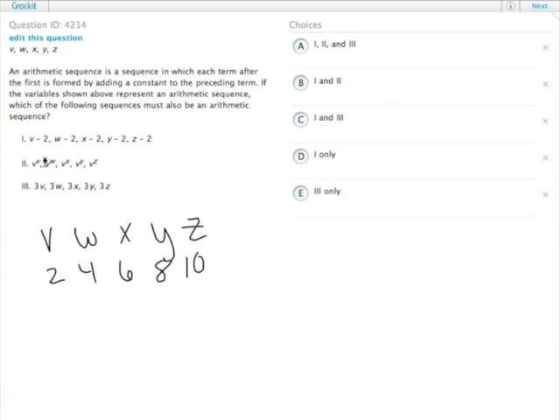If we subtract 2 from each of these, all that does is reduce each of these by 2. They are still separated by that same constant value. So statement 1 is still definitely an arithmetic sequence.